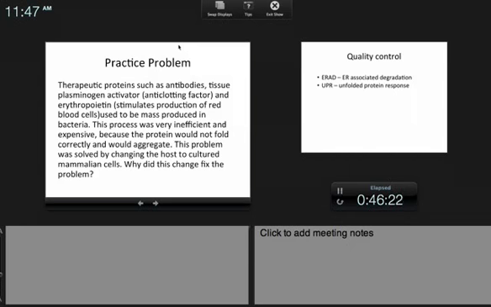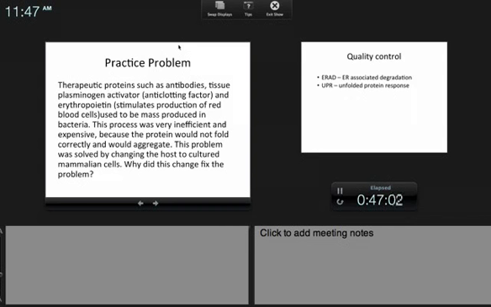Okay, anyways. Erythropoietin stimulates production of red blood cells, right? Lots of red blood cells. So all these proteins, I'm totally distracting you, I'm sorry. All these proteins used to be mass-produced in bacteria. So we've got clotting factors, antibodies, and erythropoietin. This process was inefficient and expensive because the protein would never fold right. It would aggregate, and, well, that's not good if you're trying to make money. This problem was solved by changing the host from bacteria to cultured mammalian cells.